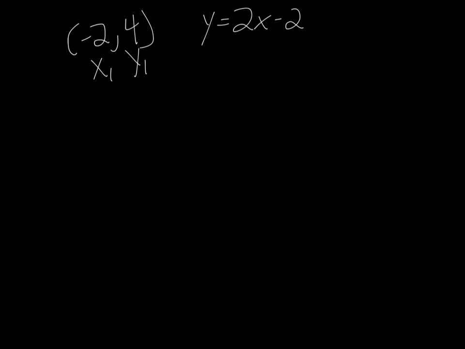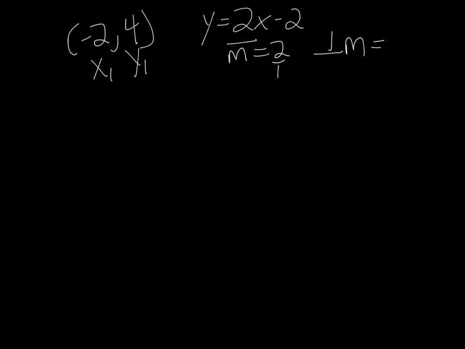So we are given the point (-2, 4). We'll call that x sub 1, y sub 1. And we're given an equation of the line, y equals 2x minus 2. So we need to get a perpendicular equation. Here I see that the original m is 2. So the perpendicular m is the opposite reciprocal.